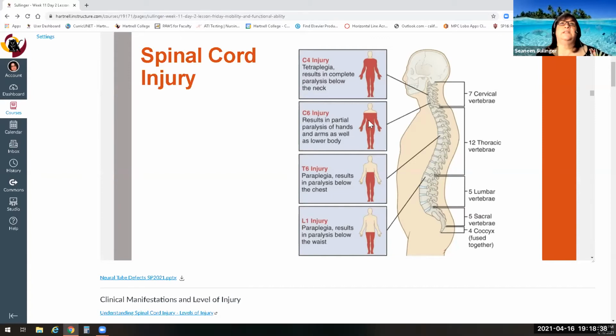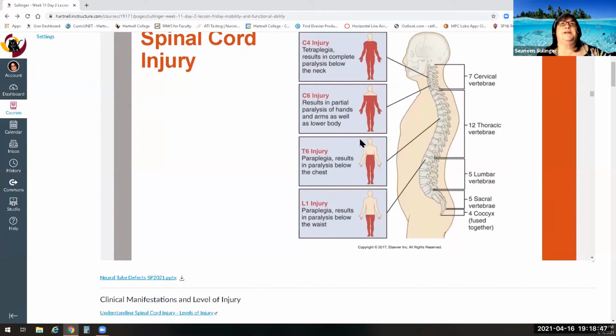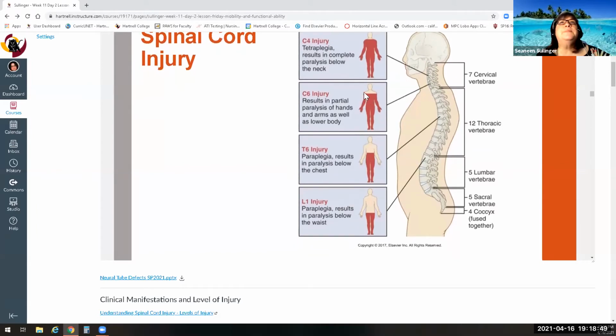And so then if it's C6, it shows you there, T6, L1. And so anywhere in between there is going to be variations of the shaded in areas. So on the C6, if you have a C6, 7 somewhere in there, the person can still shrug their shoulders. And so you want to develop what you can develop.